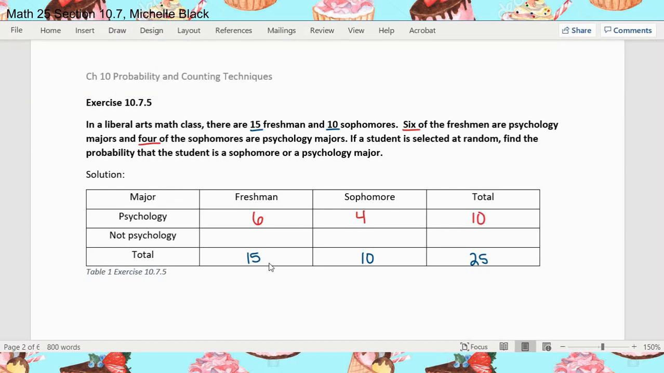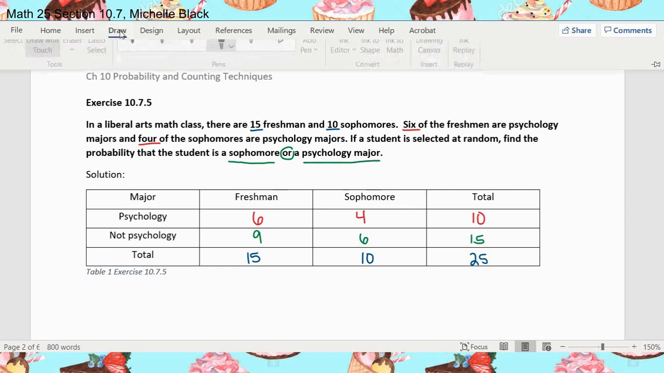But I know I have 15 freshmen and I've only accounted for 6 of them, so that means 9 of them are non-psych majors. And out of my 10 sophomores, I've only accounted for 4 of them, so 6 of them are not psychology majors. Or in total, I have 15 students who are not psych majors. The question is, if a student is selected at random, what's the probability that they are a sophomore or a psych major? I'd like you to try this problem on your own. So pause the video, give it a go, and then come back and check your work.